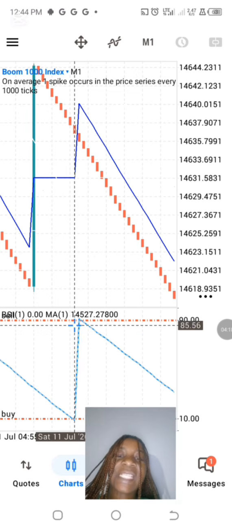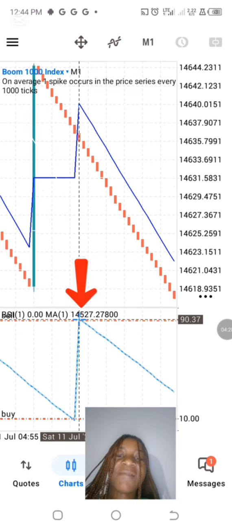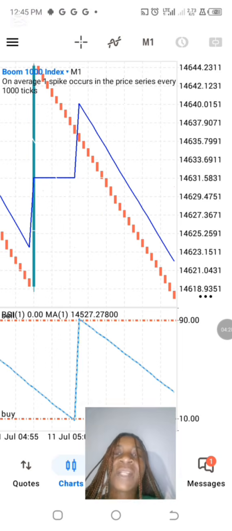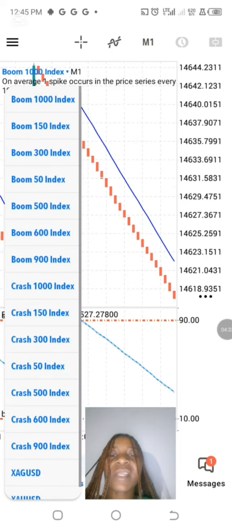The moving average has reached the RSI level 90. When these two conditions are met, we sell. We are still in boom 1000, and you take your 10 candles. So let's move on to boom 900 so that we see if our strategy is also working there.